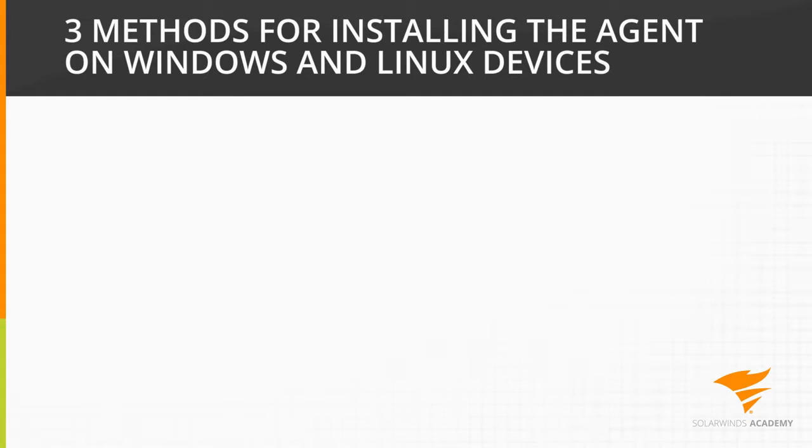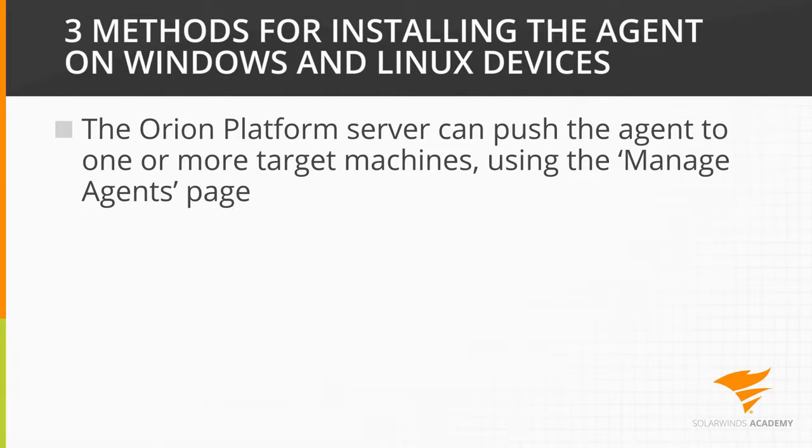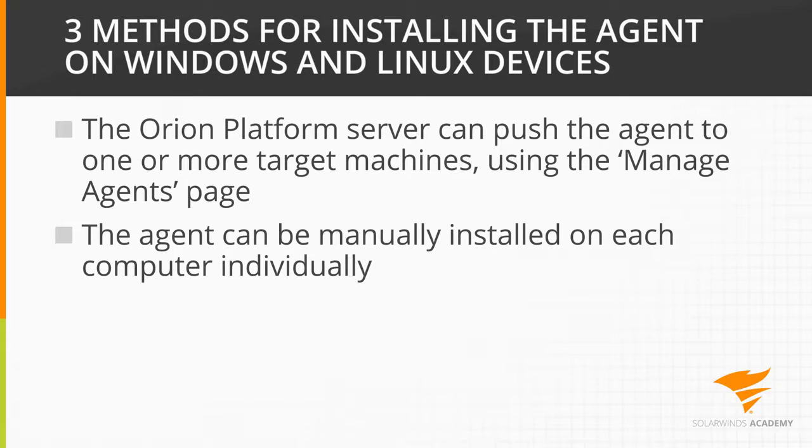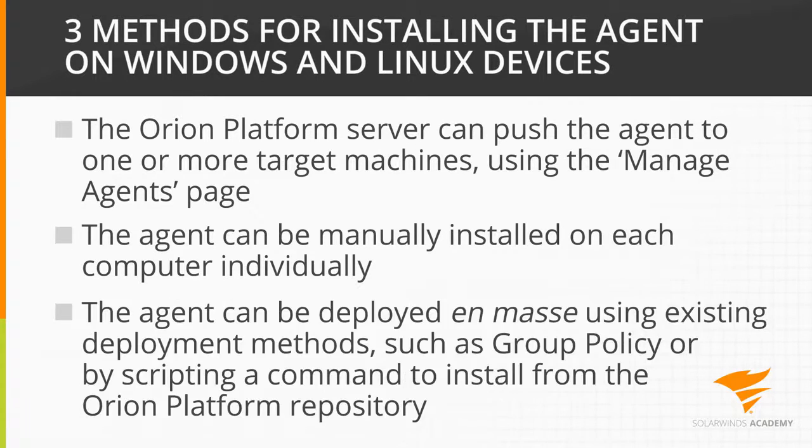There are 3 methods by which the agent can be installed to your devices. These methods will vary depending on whether you are deploying to a Windows or Linux device. First, you can have the Orion Platform server push the agent to one or more target machines using the Manage Agents page. You can manually install the agent on each computer individually. Or you can deploy the Orion Platform agent en masse by using an existing deployment method, such as group policy for Windows devices, or by scripting a yum or apt-get command to install it from the Orion Platform repository.